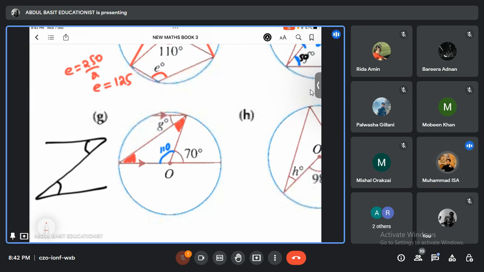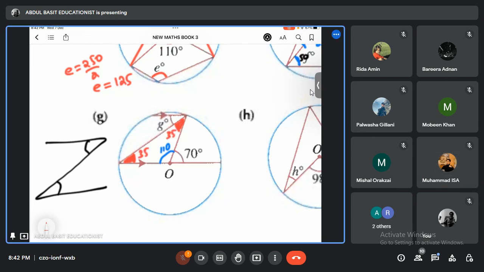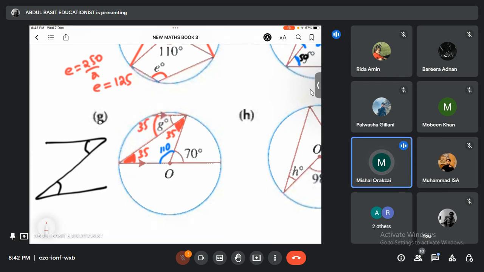Agree? Palvasha, you said that this is also an isosceles triangle. Agree? So 45, that would be no, 35 each. So if this is 35, then G is also 35, alternate angle. Agree? Is this 35 clear? Sir, where did it come from? Oh yes, understood. Good job.